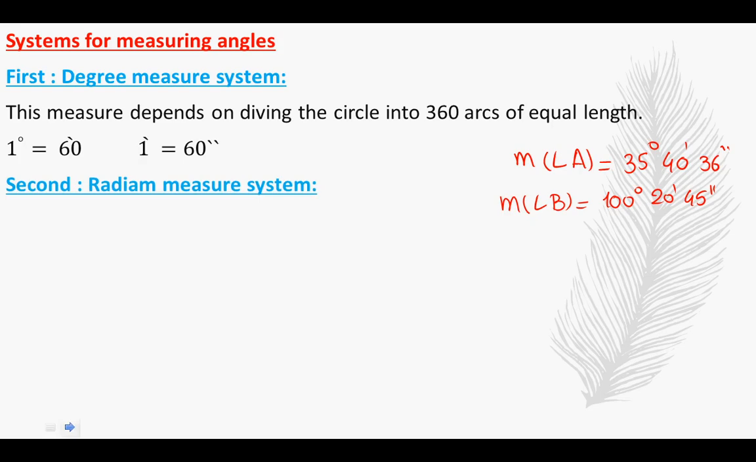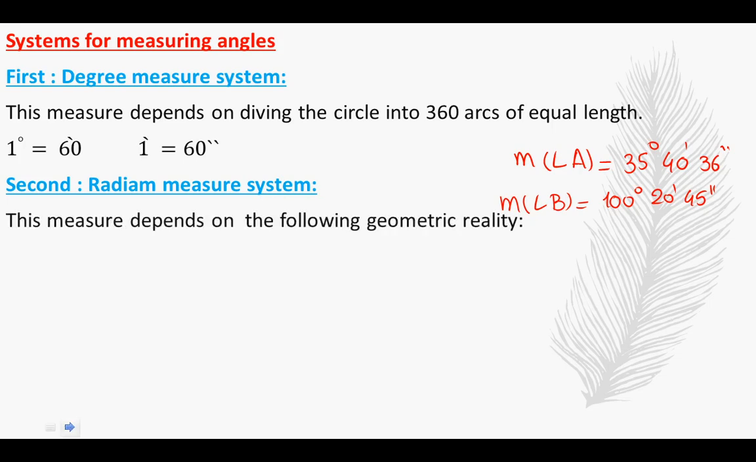Second, the radian measure system. In first secondary, we are going to study the radian measure system. So the first system is the degree measure system, and today's lesson is talking about the radian measure system. This measure depends on the following geometric reality.